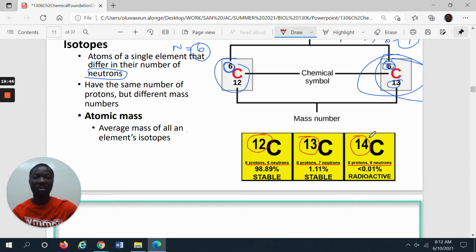So these carbons have 3 isotopes, and we say this is a stable isotope. This is also stable, but this is unstable, it is radioactive. All right, let's go.